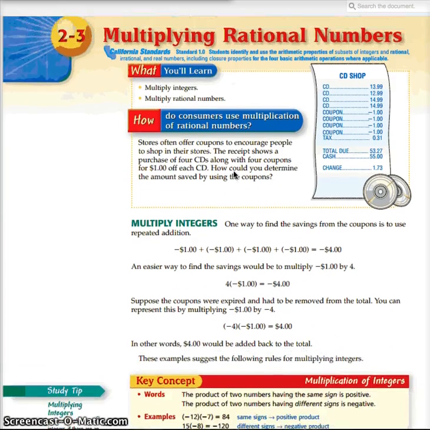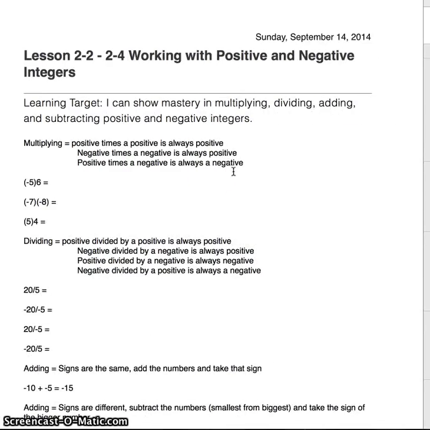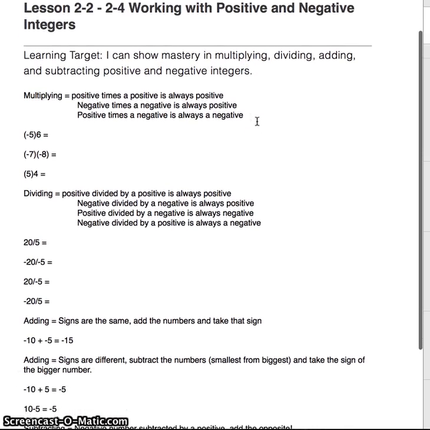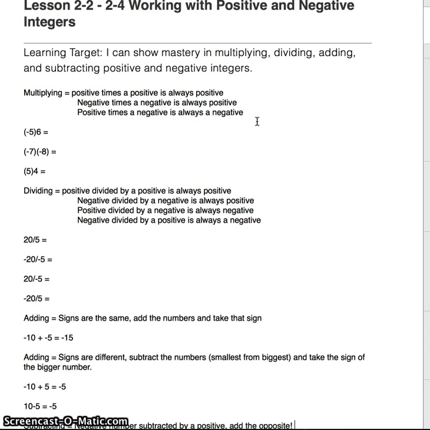So we're doing a few sections today. Let's go ahead and get started. I titled this lesson 2-2 through 2-4, working with positive and negative integers. And your learning target is I can show mastery in multiplying, dividing, adding, and subtracting positive and negative integers. So this is a lot of information. Go ahead and pause the video whenever you need to catch up.